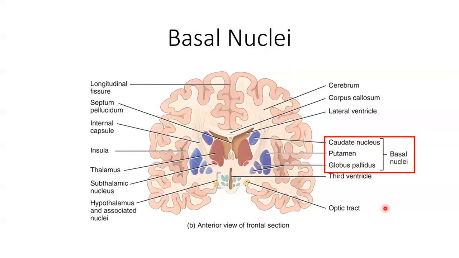Our basal nuclei are involved in movement. They help initiate and terminate movement. They help regulate muscle tone. And they help control subconscious contractions of skeletal muscle, such as when you swing your arms when you're walking, which you don't really have to think about, or when you hunch over laughing in response to a joke. So basal nuclei, really important for our movement.